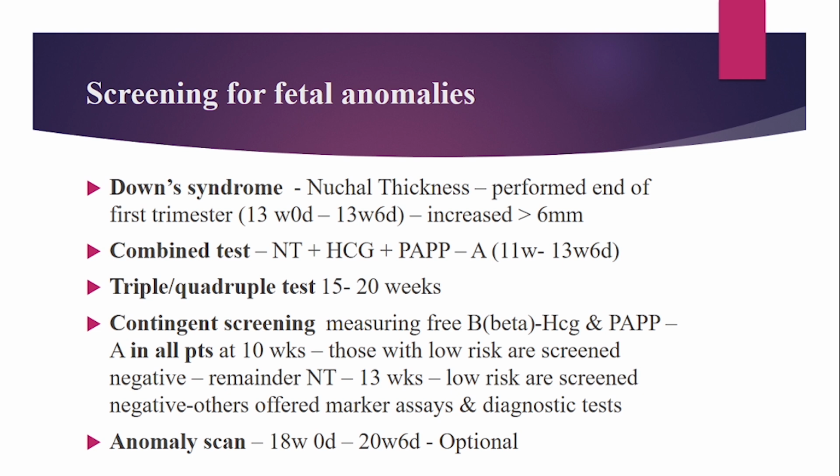And the combined tests include the increased nuchal translucency, the increased beta HCG, then the PAPP-A test too. All these tests can be done between 11 to about 14 weeks, to rule out presence of Down syndrome. Then I mentioned earlier that anomaly scan should also be done, particularly if there is family history or previous history of congenital anomaly in the woman. And this is done between 18 and 22 weeks.